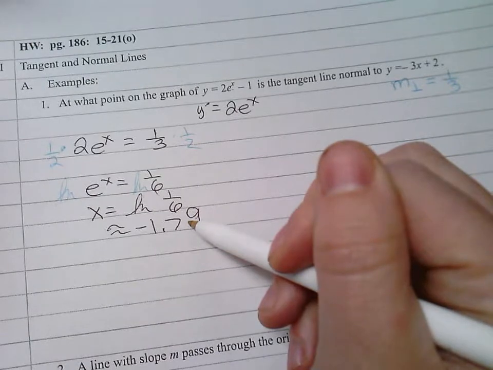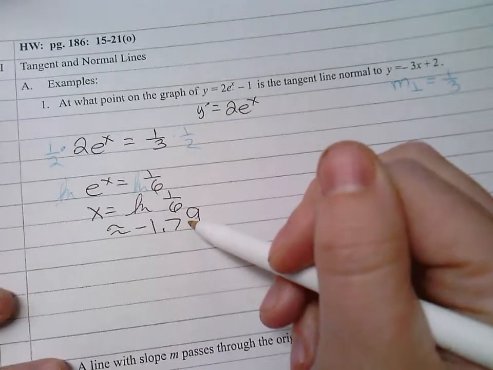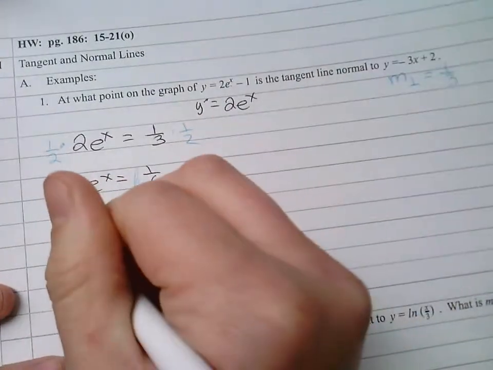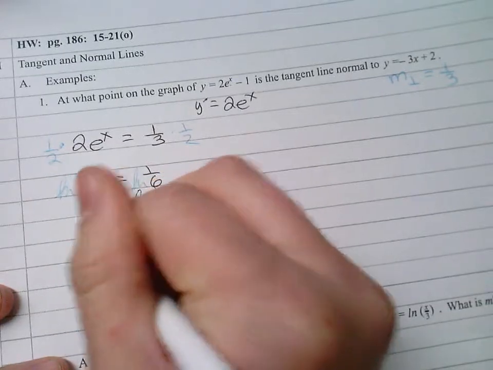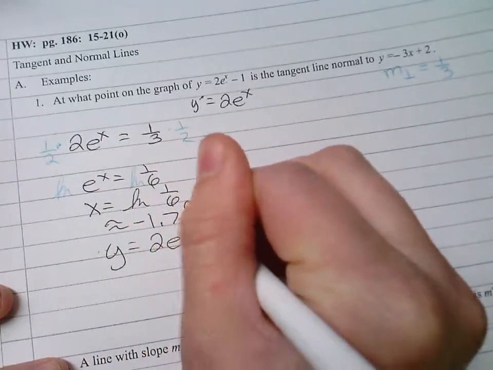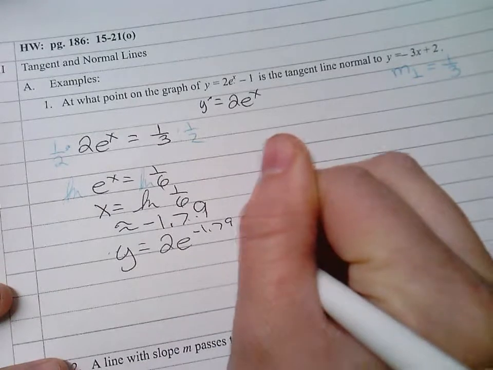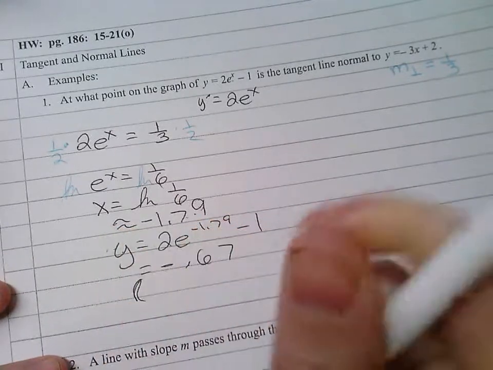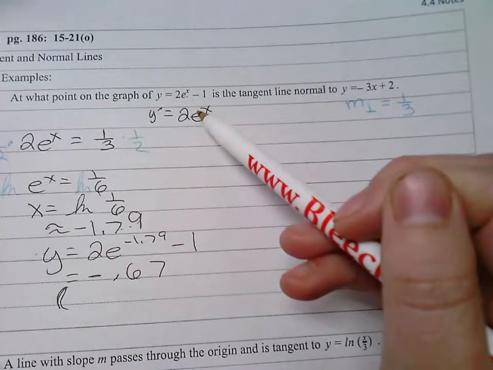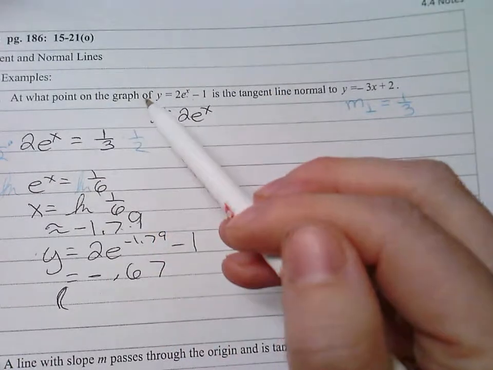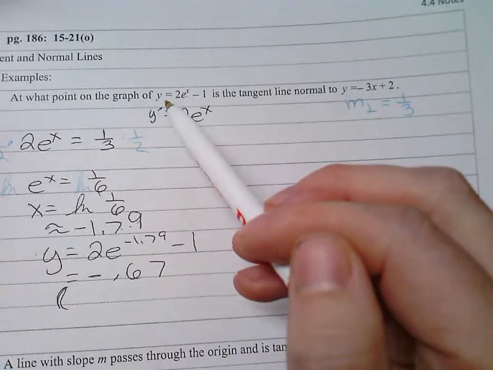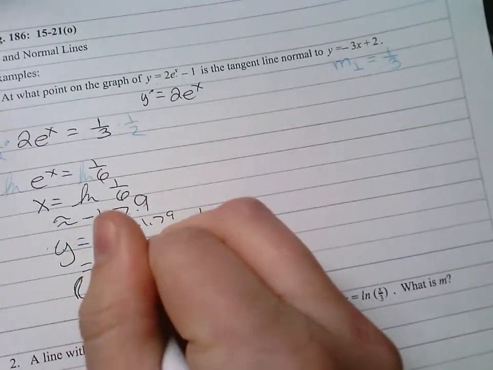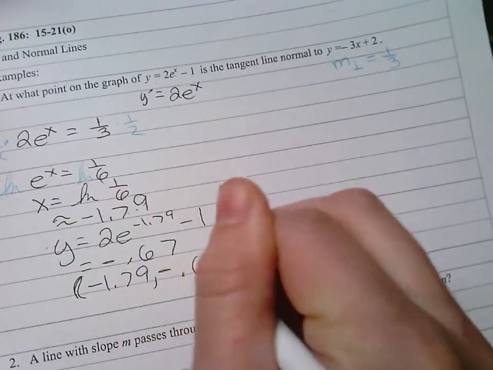So now we're looking to find our y value. We find our y value by putting this into our function right here. So you can do y equals 2e to the negative 1.79 minus 1, and you're going to get negative 0.67. So the point on the graph of y equals 2e to the x minus 1 is going to be negative 1.79, negative 0.67.